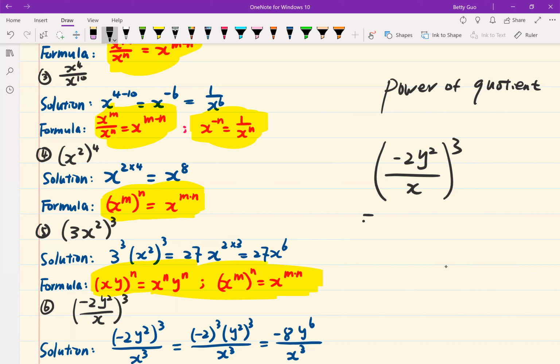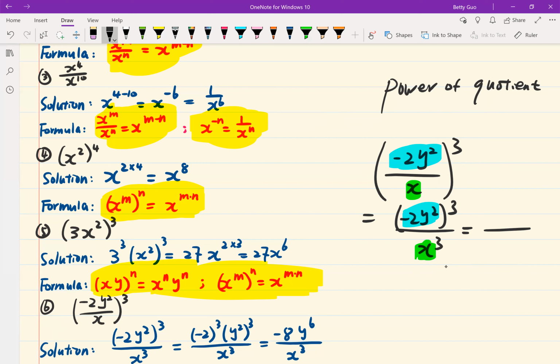Power of a quotient equals quotient of powers. So we can write the expression as power of the numerator over power of the denominator. So you can see the cube of the blue over green equals cube of blue over cube of green, right? Power of a quotient equals quotient of powers. We continue to simplify the numerator and the denominator separately.